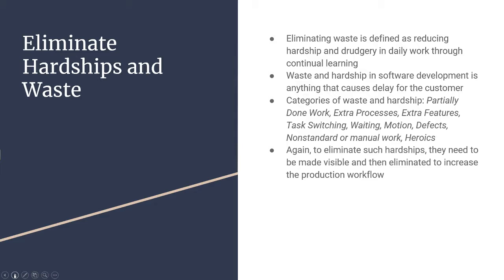Categories of waste and hardship are: partially done work, extra processes, extra features, task switching, waiting, motion, defects, no standards or manual work, and heroics. Again, to eliminate such hardship, it needs to be made visible and then eliminated to increase the production workflow.